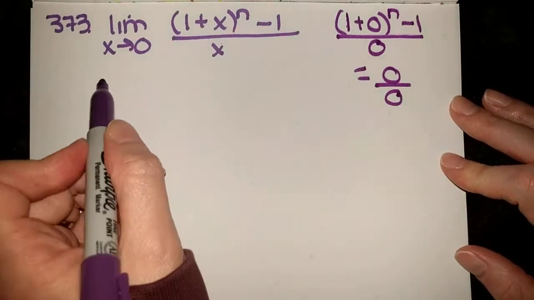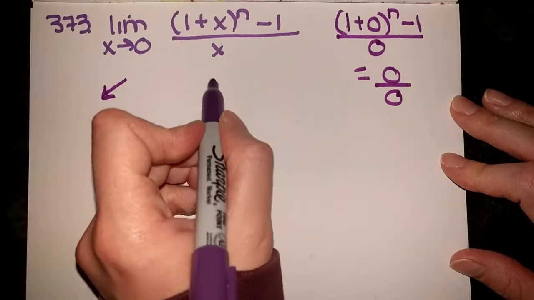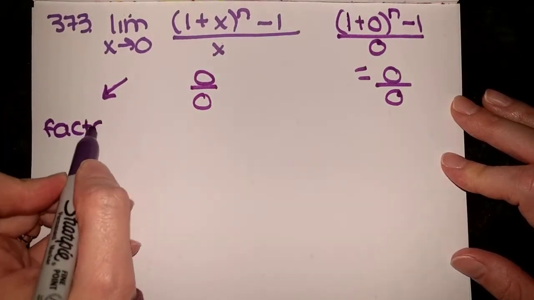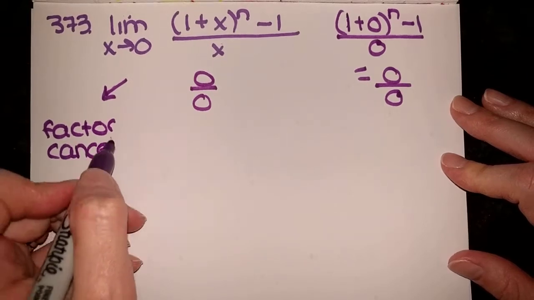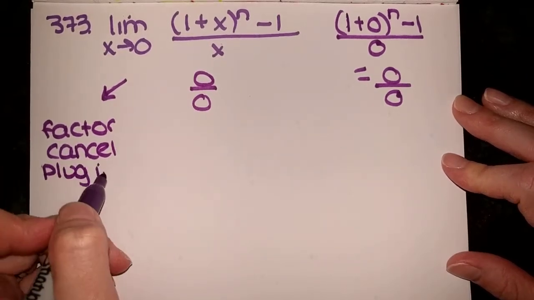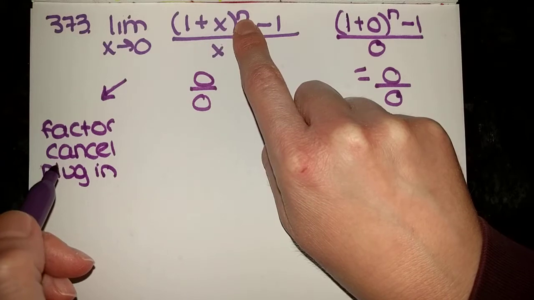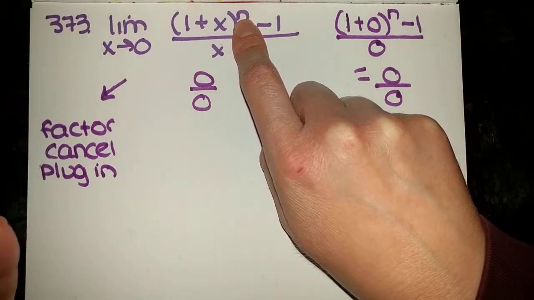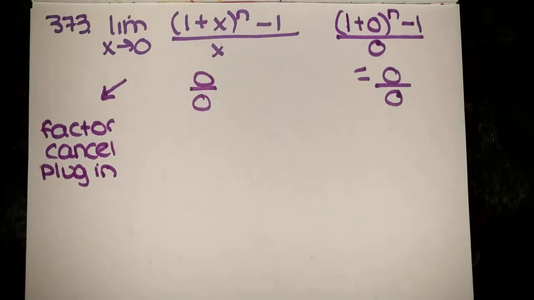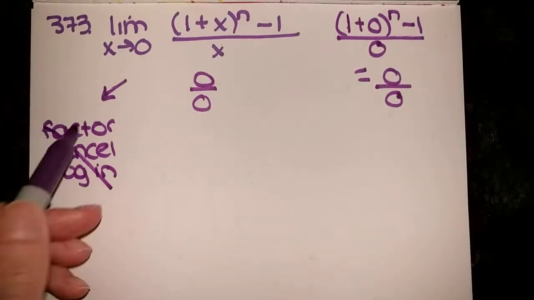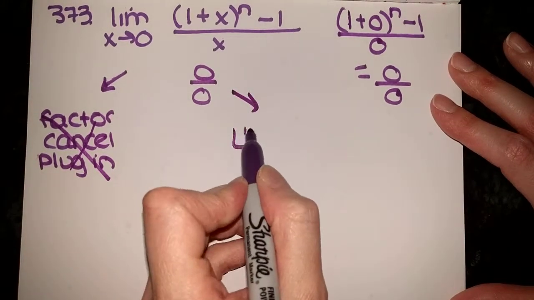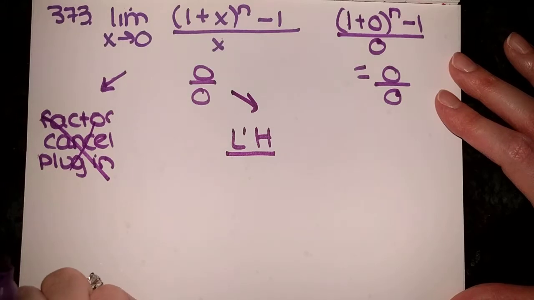Now, we talked about a couple questions ago how, if you get a 0 over 0 situation, you can factor, cancel, and plug in. But when you look at having this n power, there is no way you're going to be able to factor this out so that you can get that x to come out of the numerator and out of the denominator. So this factor-cancel plan is not going to work for us. And so that means that L'Hopital's rule is going to be required.